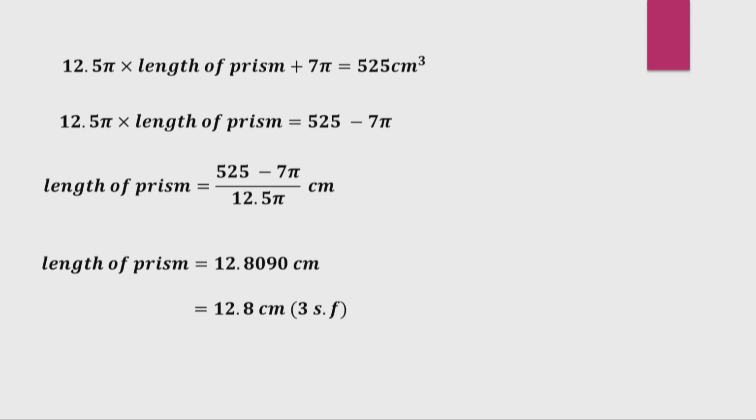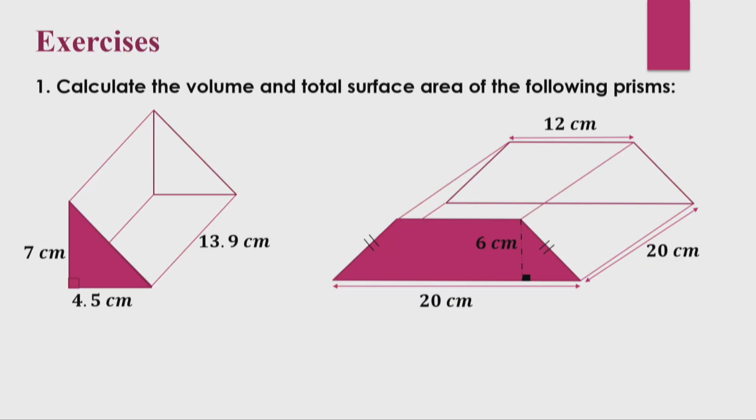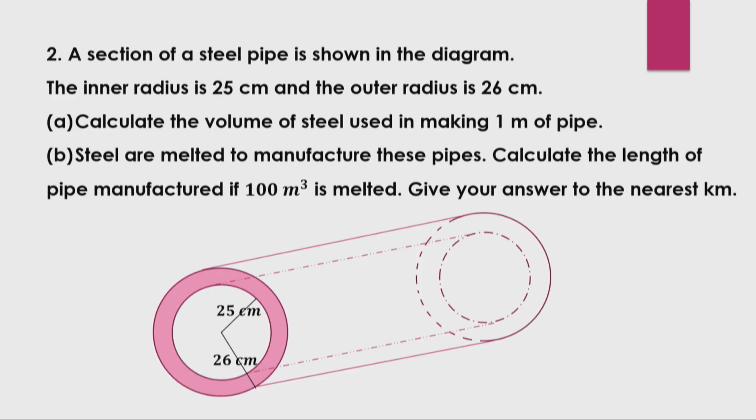Now that we have done some examples for you, here are some exercises for you to practice. Number 1, calculate the volume and total surface area of the following prisms. Number 2, a section of a steel pipe is shown in the diagram. The inner radius is 25 centimeters and the outer radius is 26 centimeters. Part A, calculate the volume of steel used in making 1 meter of pipe. Part B, steel is melted to manufacture these pipes. Calculate the length of pipe manufactured if 100 meters cubed is melted. Give your answer to the nearest kilometer.